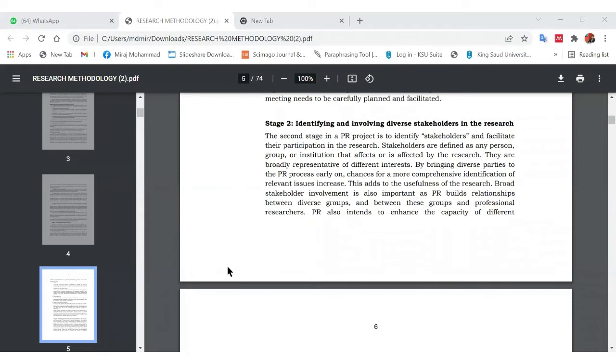Yes, sir. What kind of skill set should you have to move to a director-level position? Because here, the second stage of a PR project is to identify the stakeholders and facilitate participation in research. So what kind of skill set do you need?